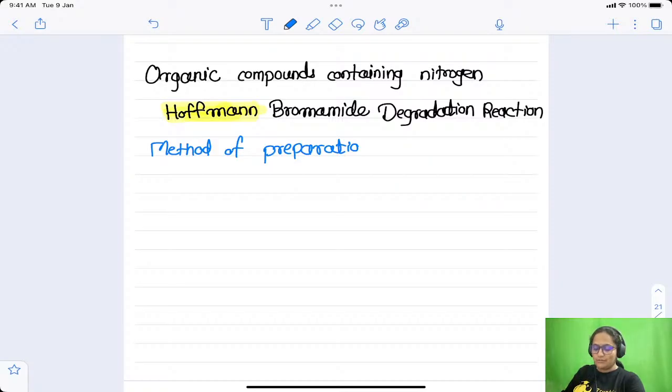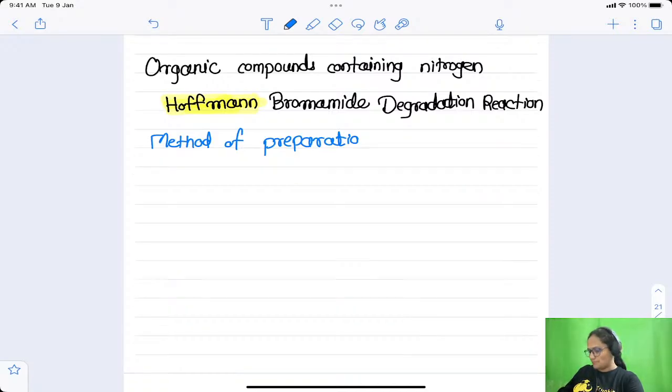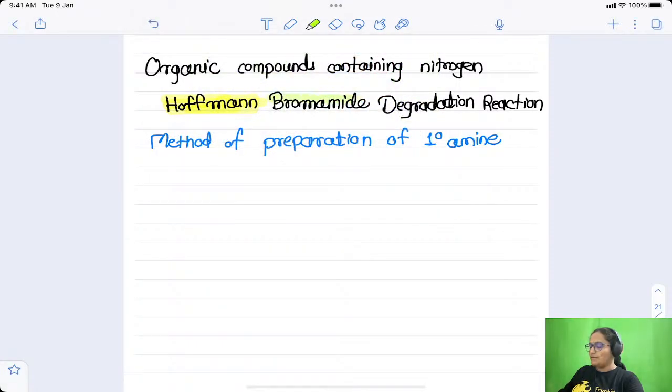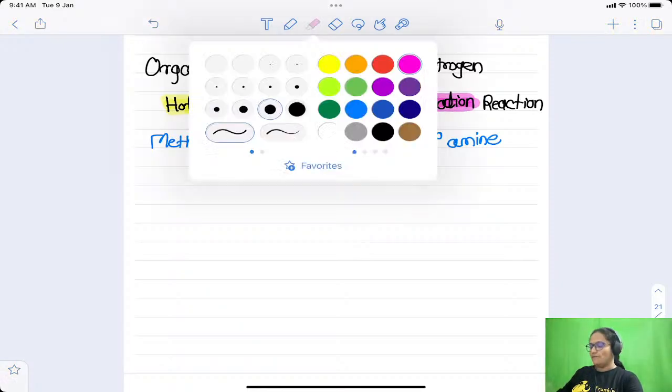In today's class, we are going to see its detailed mechanism. The mechanism is not given in your textbook, but I am going to explain that mechanism to you in detail. Now first of all, this reaction is called Hoffman bromamide. What is the meaning of this bromamide? That also we are going to discuss later. Then it is also called Hoffman bromamide degradation. What is the meaning of this degradation? That part also we are going to discuss after the mechanism.